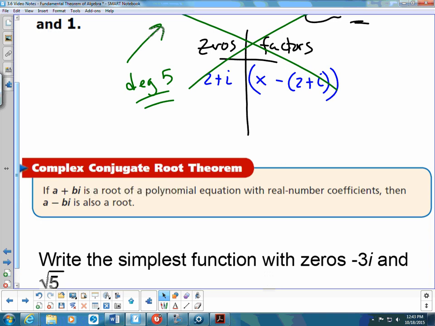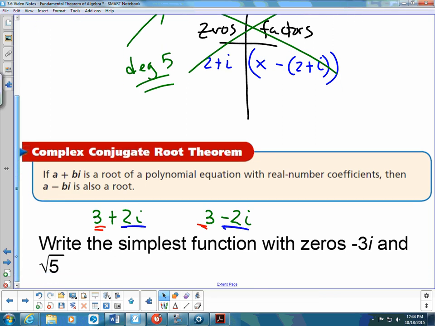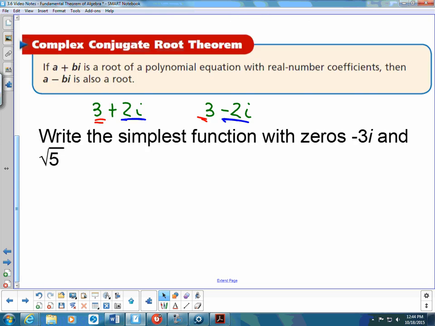So here's the complex conjugate root theorem. If a plus bi is a root of a polynomial equation with real number coefficients, then a minus bi is also a root. So you remember about complex conjugates. For example, if 3 plus 2i is a complex number, its complex conjugate would be 3 minus 2i. You keep the real parts the same, but you make the imaginary parts opposite of what they were. So if 3 plus 2i is a root, then 3 minus 2i would also have to be a root. Let's take a look at this example.